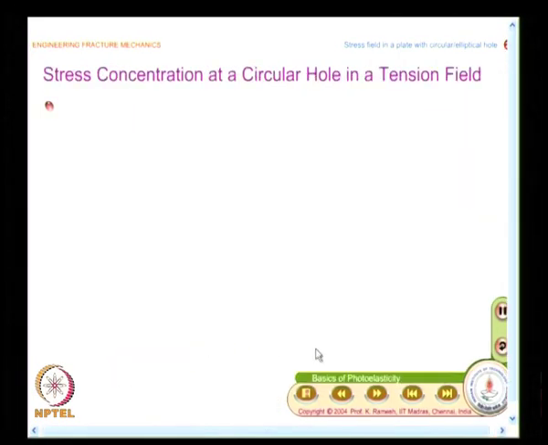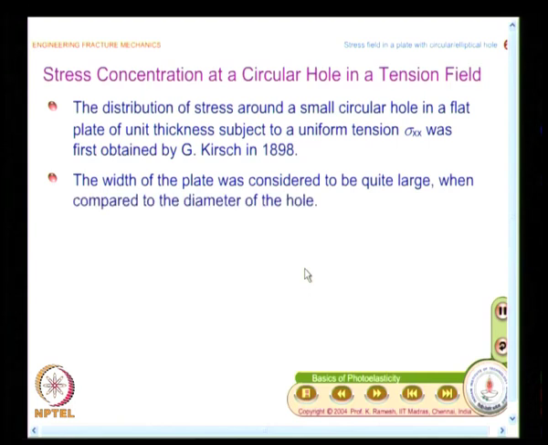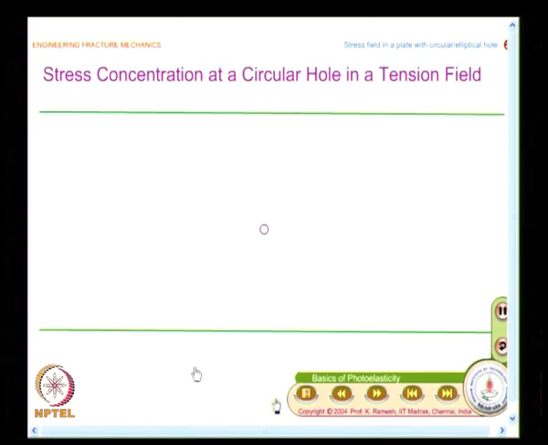We will now look at the problem of an infinite plate with a small circular hole, just the highlight of it. I will not get into the complete solution. And as I mentioned, for any of the problems in theory of elasticity, a name is associated. For this problem of a circular hole, it was Kirsch in 1898 who solved it, and this is known as Kirsch's problem.